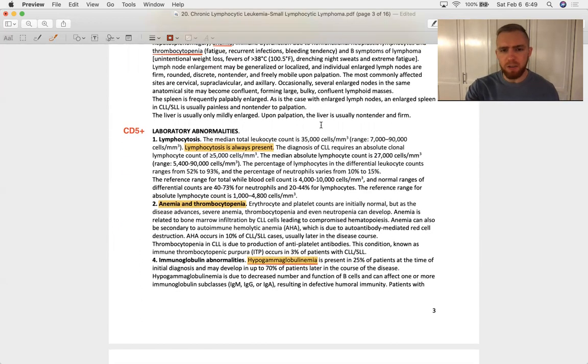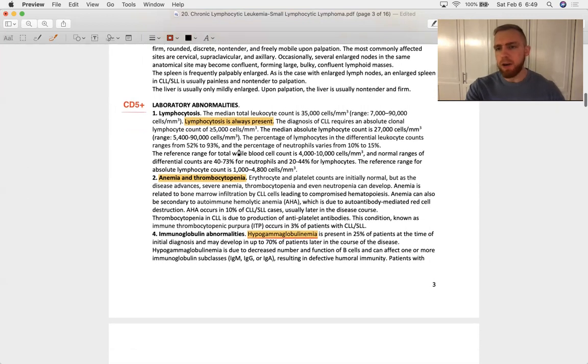Lymphocytosis is always present in CLL, SLL. In just some cancers, you can eventually see a lymphopenia as the bone marrow goes lower and lower and lower, but that's way in the late stages of the leukemic process. Again, it's CD5 positive. That's going to pop up again and again. It's characteristic.